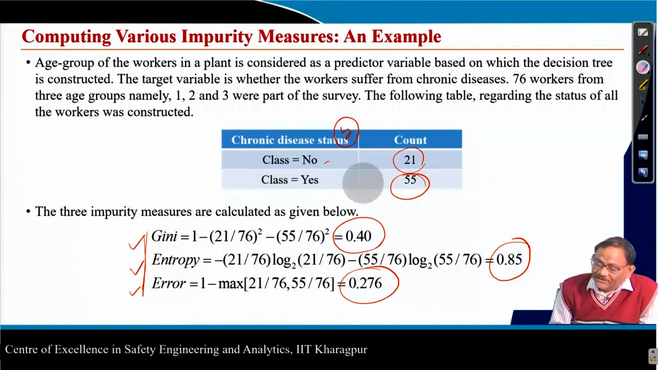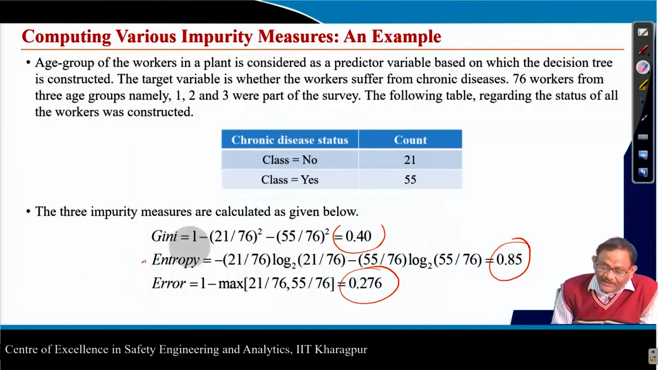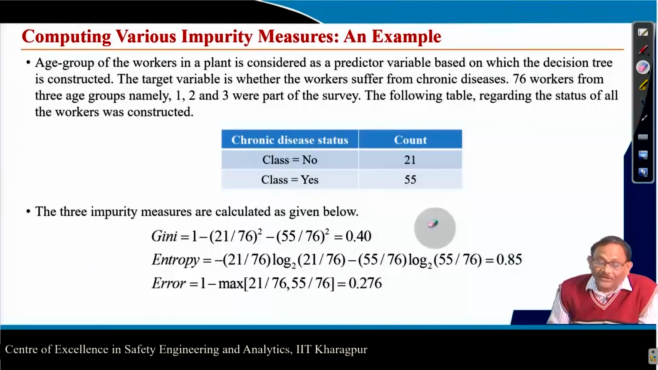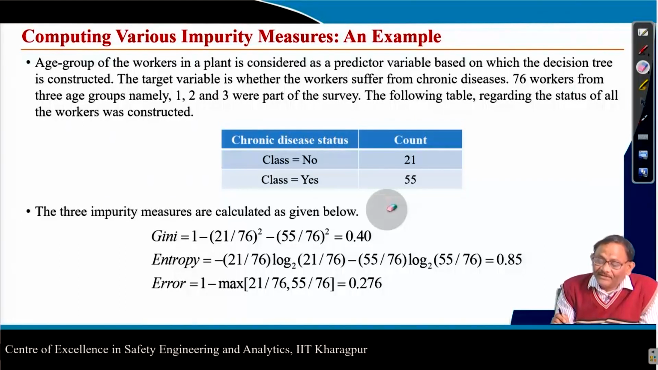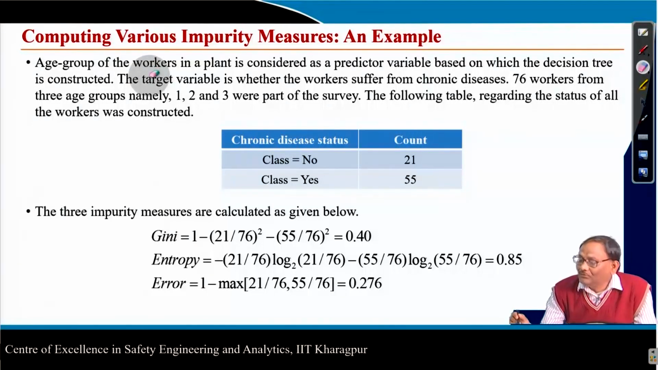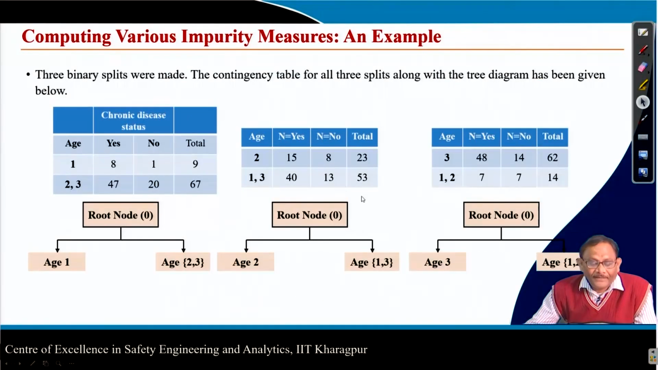So with this, now whether the age is a predictor or not, that is your purpose. If age is a predictor of disease, then you can split based on age. Now how to do it? Let us see how this can be done.